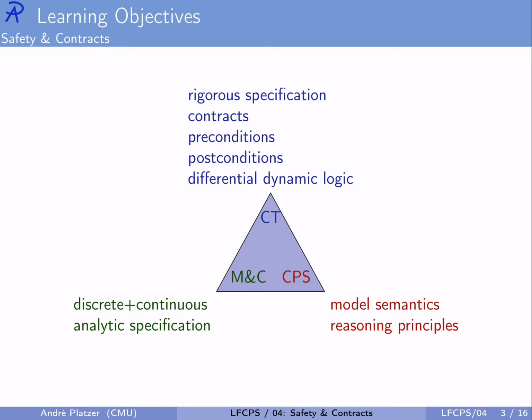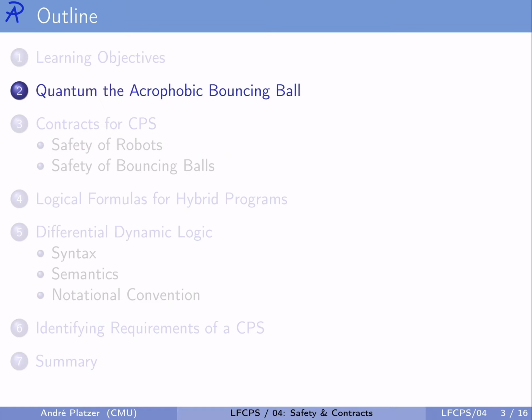On the CPS skills side, we will look into more detailed elaboration of the model semantics, especially as they relate to safety properties and contracts, but also will begin to plant the seed for reasoning principles for CPSs. But first, let's develop a running example. Now, we will look at quantum, the acrophobic bouncing ball.